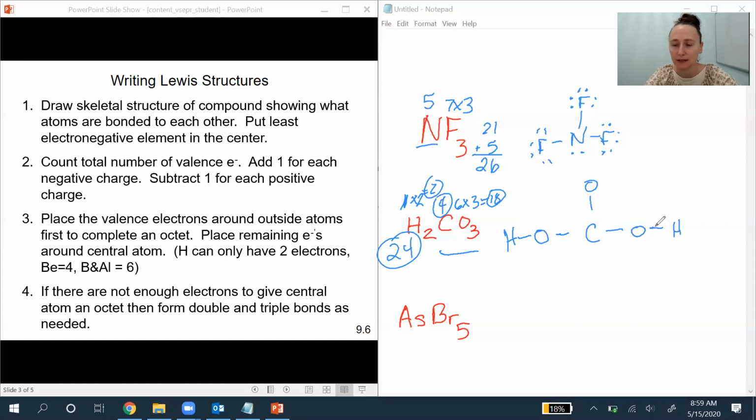Now I need to give octets. So 10, 11, 12, 13, 14, 15, 16, 17, 18, 19, 20, 21, 22, 23, 24. All right. It is clear that the carbon does not have an octet, so I need to borrow a lone pair from this oxygen. It must be the oxygen with no other bonds attached to it, because oxygen does not readily form 3 bonds easily. And so it's better to use this oxygen and then add in the double bond.